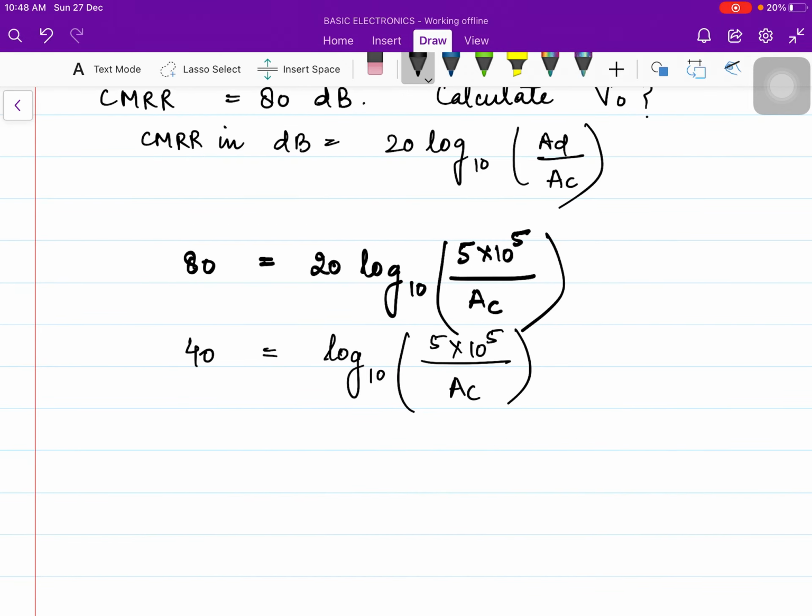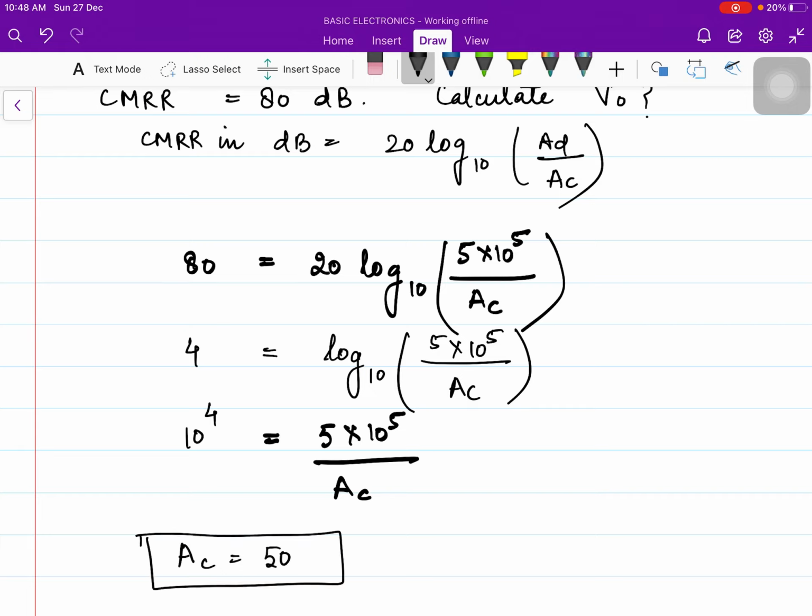Log base 10 means if you want to remove this log, then raise the left hand side to the power of 10. I'm sorry, it was going to be 4, because 80 divided by 20 will be 4. So it will be 10 raised to the power 4 equals 5 into 10 raised to the power 5 upon AC, and I hope now you can easily calculate. Now AC will come out to be 50. So you are done here.